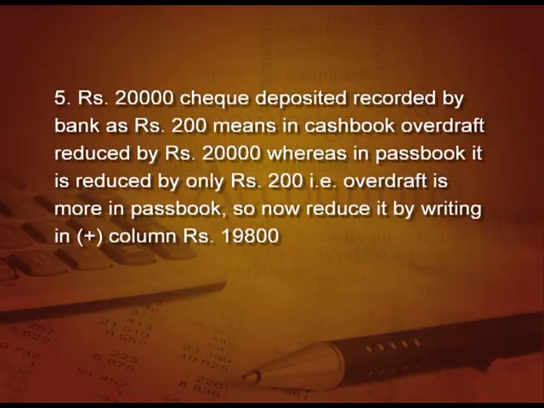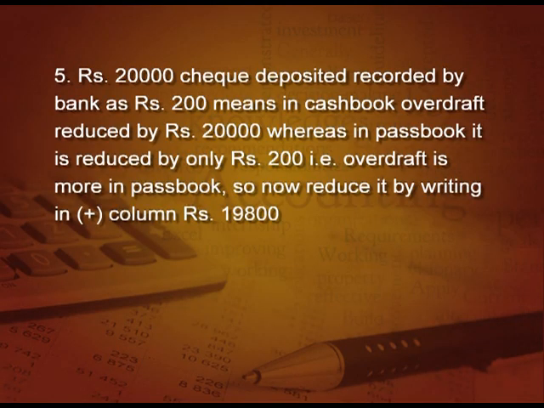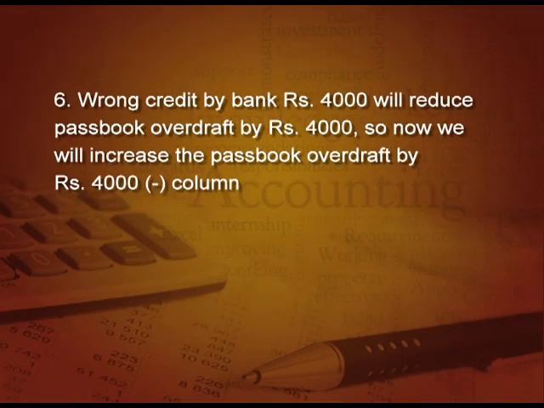Now, point number 5, 2,000 check deposited recorded by bank as 200 means in the cash book we have reduced the overdraft by 2,000, whereas in passbook we have reduced by only 200. So, overdraft is more in passbook. So, now you have to reduce it by how much? 1,800 by writing in the plus column. So, go to the plus column, write 1,800. Next point number 6 will be wrong credit by bank 4,000.